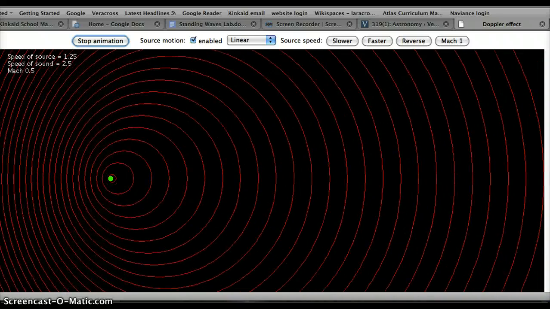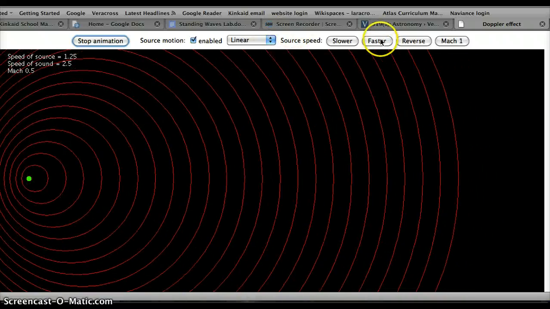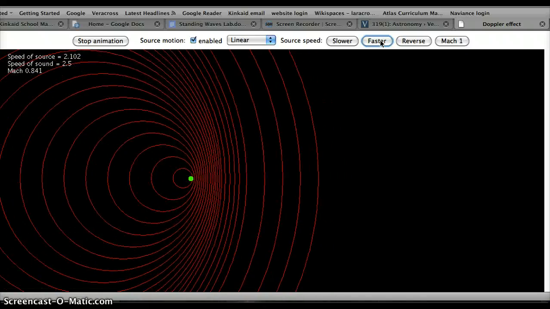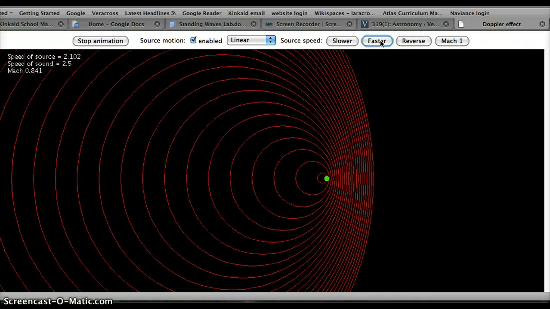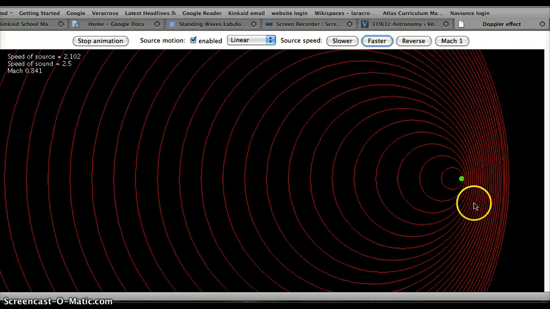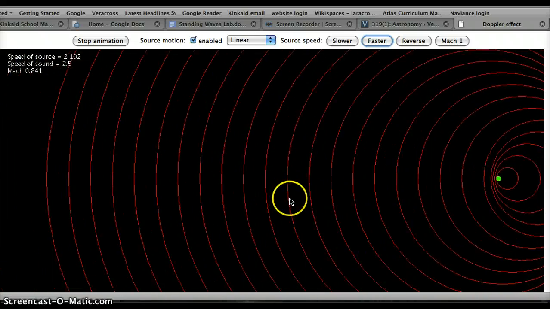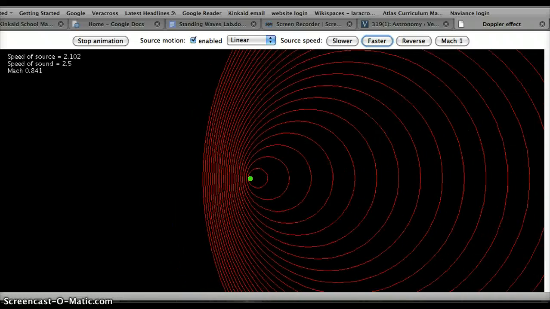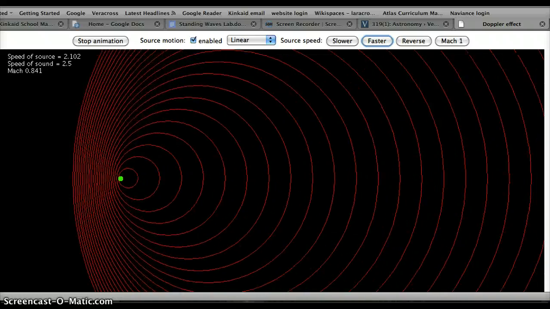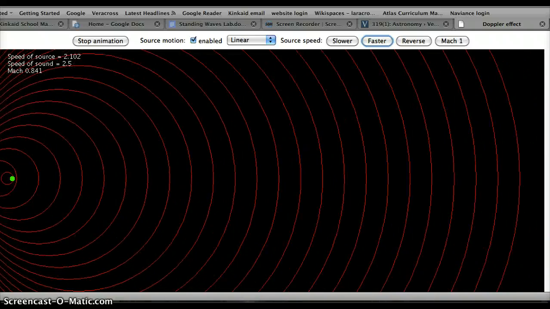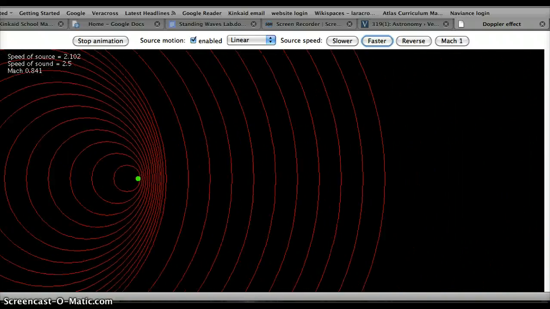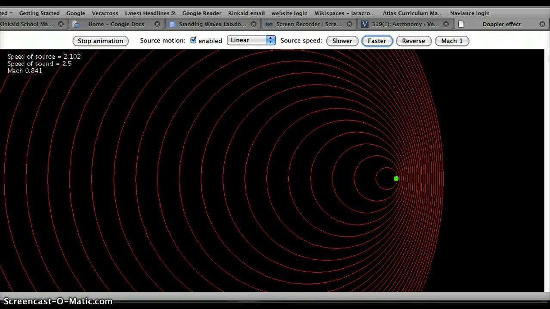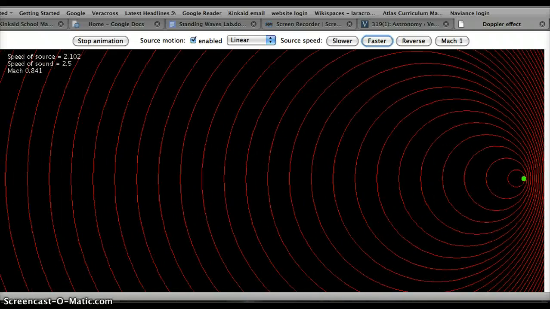How much this happens depends on the speed. I can change the speed, make it faster. So now I'm going pretty fast. And so you see it gets very bunched up on the side that it's coming towards and very spread out on the side that it's coming away from. So this shift depends very much on how fast the source is moving. And that's one of the things the Doppler effect is most useful for, is determining the speed of things.